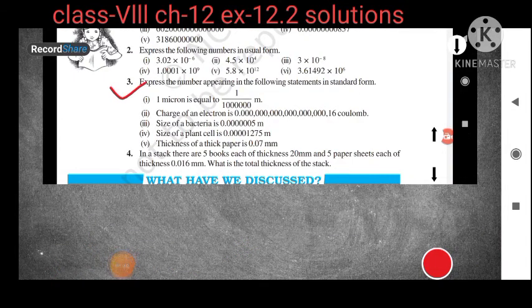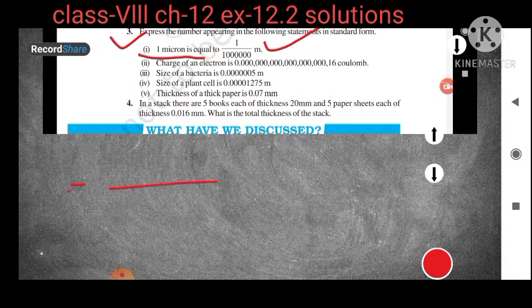Question number 3 is given: express the number appearing in the following statement in the standard form. So we have to write this in the standard form. Now, 1 micron is equal to what is given? 1 upon, so how many zeros? 1 2 3 4 5 6.